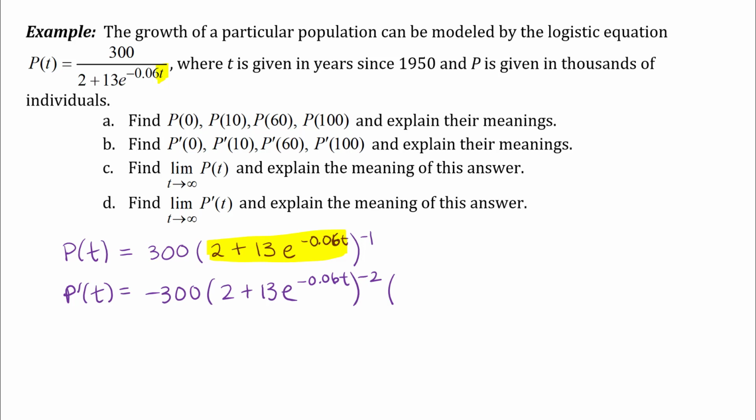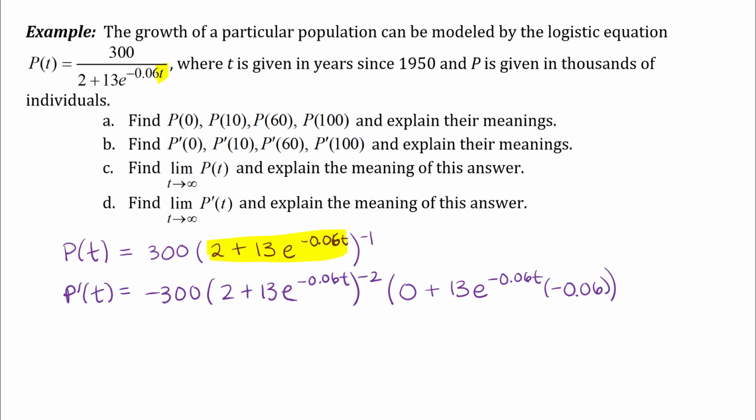Okay, so the derivative of 2 is 0. I don't really need to write that derivative down, and then the derivative of 13 times e to a power will be 13 times e to that power times the derivative of what's inside that power. Alright, so I actually used chain rule twice there. Alright, so there is my derivative.